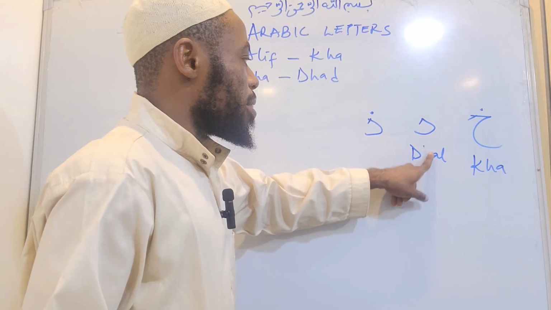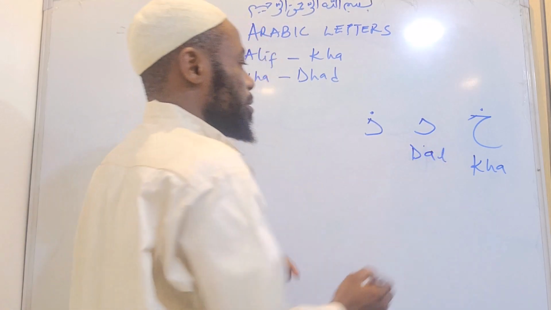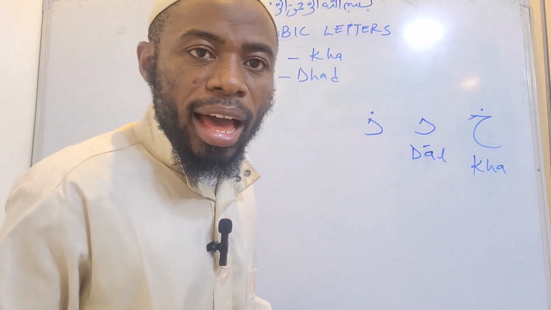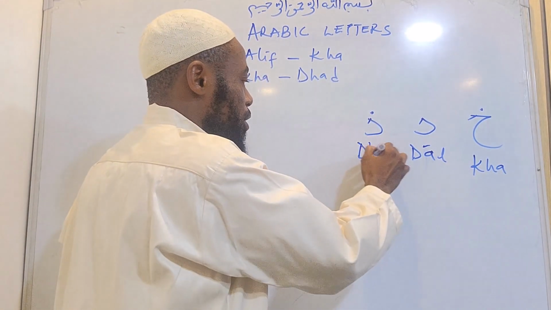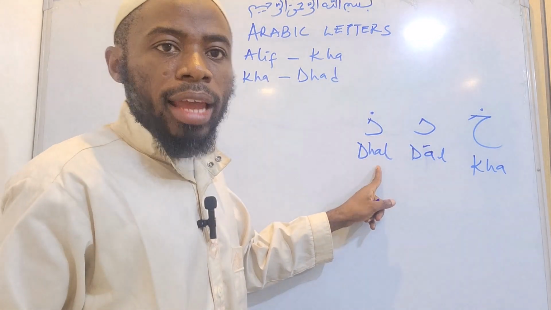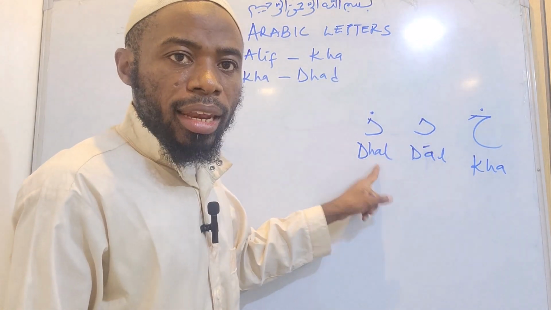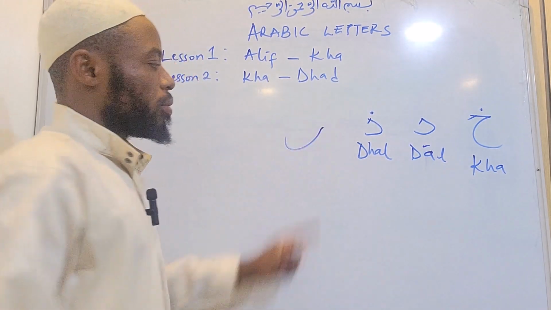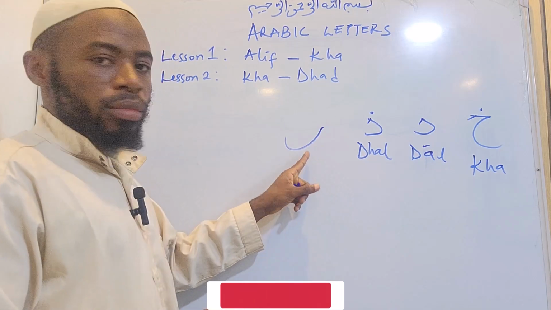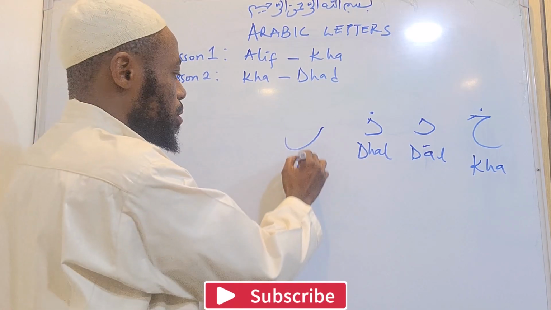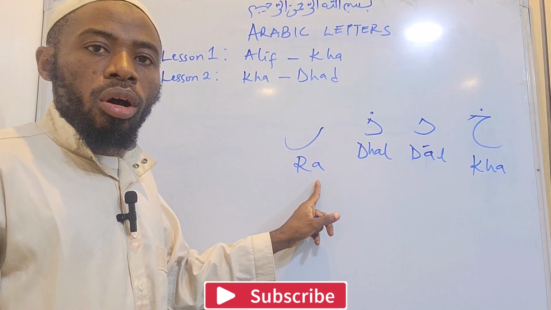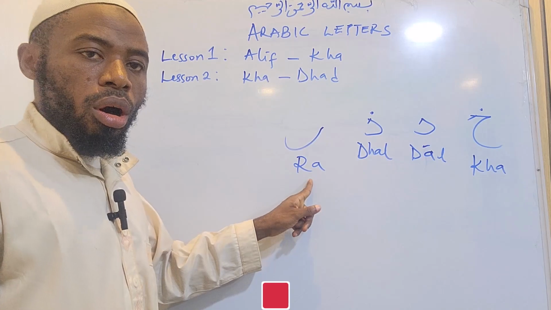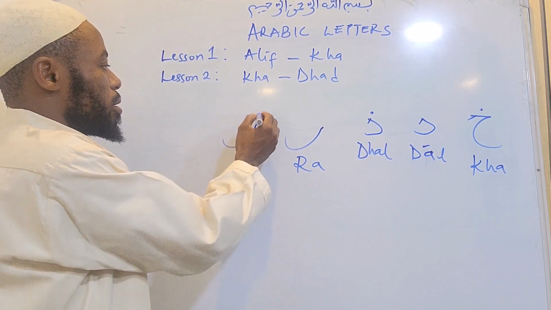The next letter is Zal. Zal, pronounced Zal. Next one, Ra.